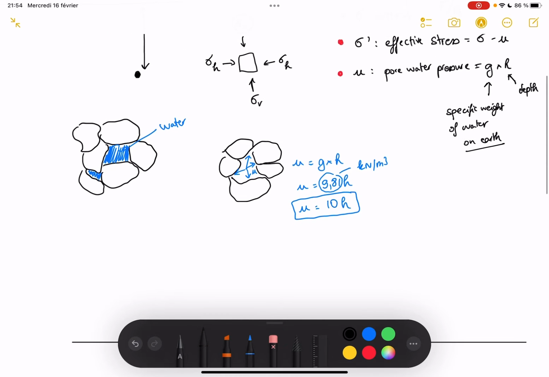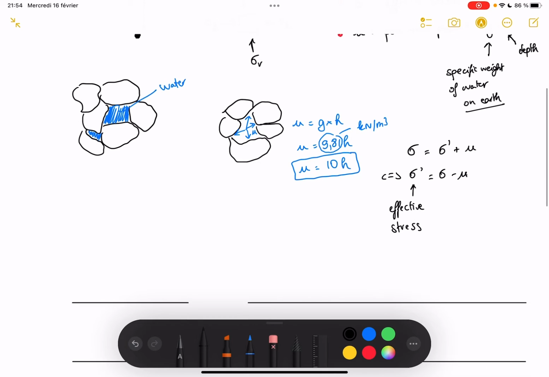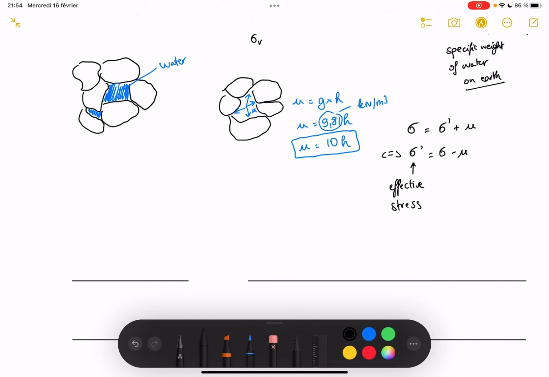So there we are. Now let's go to the total stresses. As I said, total stress is the effective stress plus the pore water pressure, which means that your effective stress is equal to your total stress minus the pore water pressure. So this is quite straightforward. And this is going to be your effective stress. I'll put it one last time here. Okay, cool. So now let's go to an example.